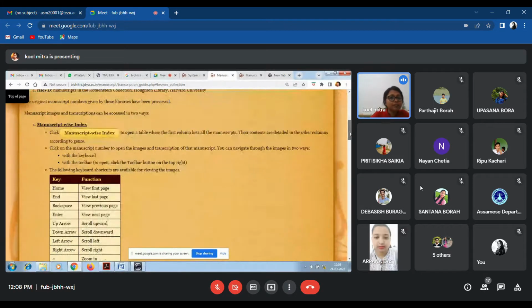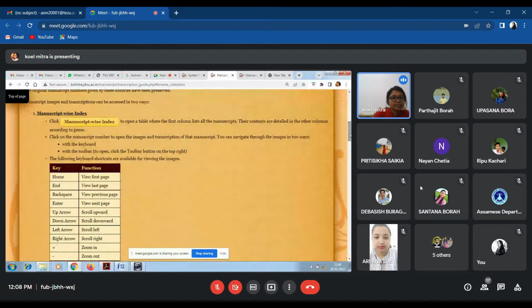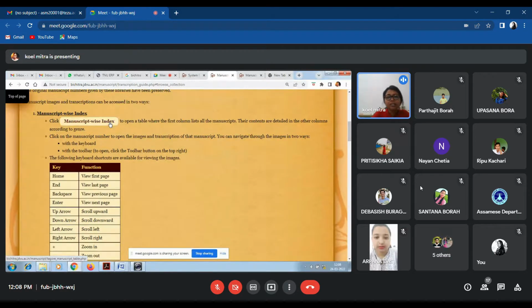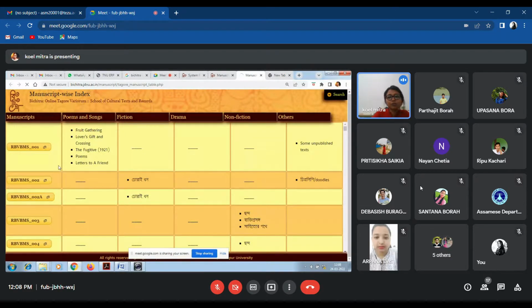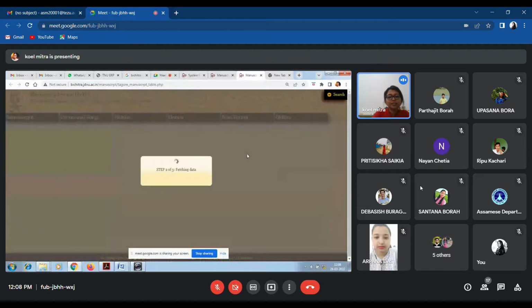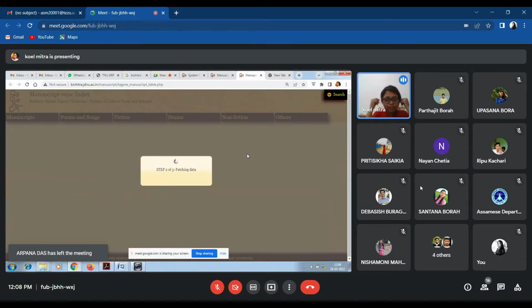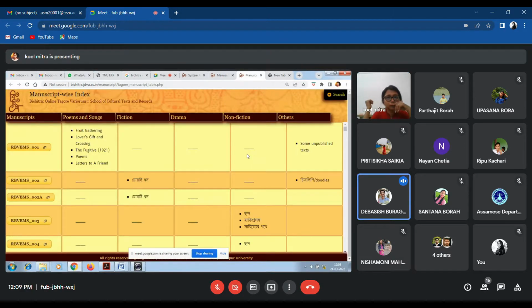Following that, we have created a manuscript-wise index, and you can click into the manuscript-wise index and you go straight over here. I have already opened this page for all of you so you can see, but just give me a minute. Let me ask you once again, can you all see the screen? Yes, ma'am. Good, good.